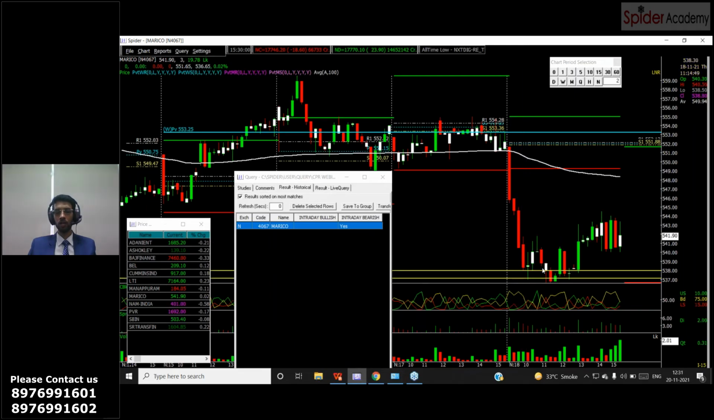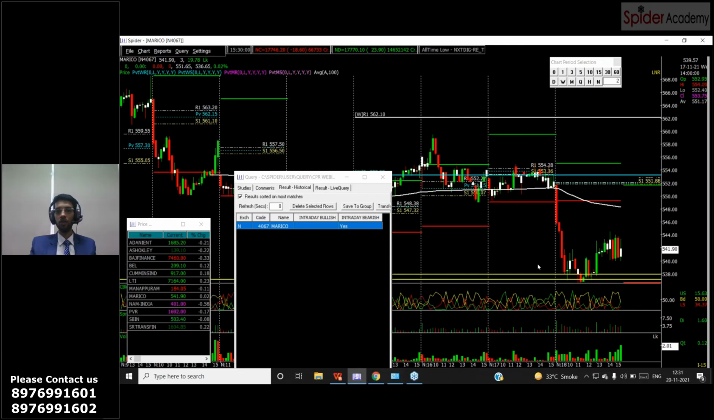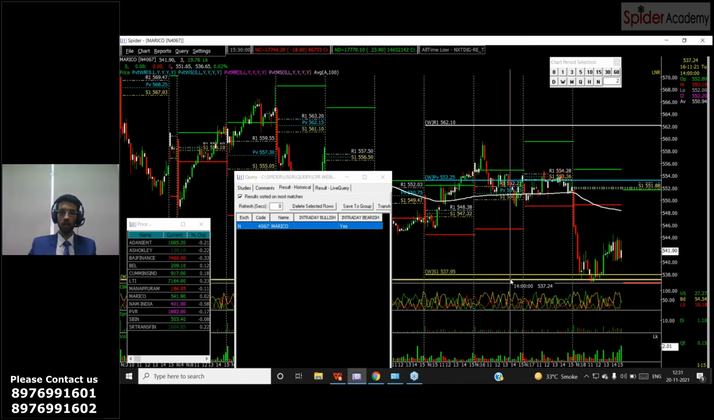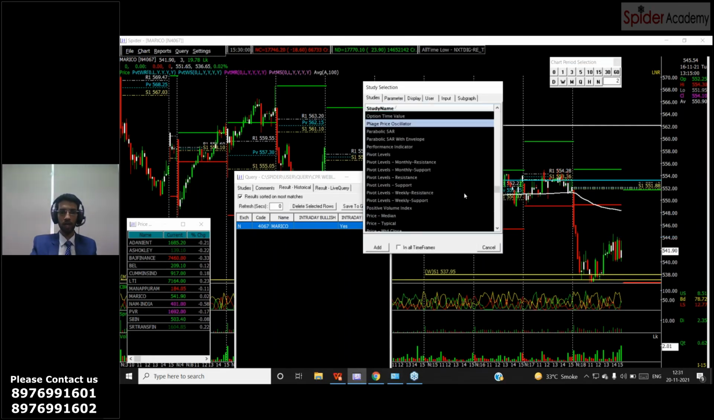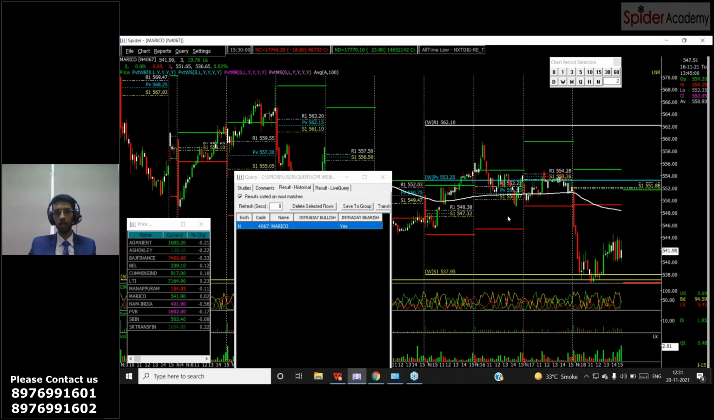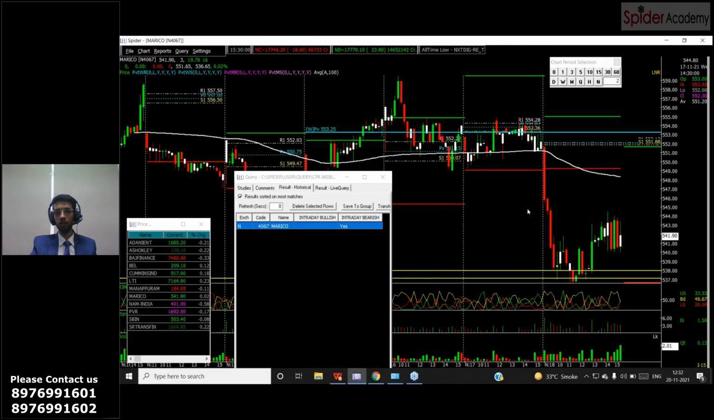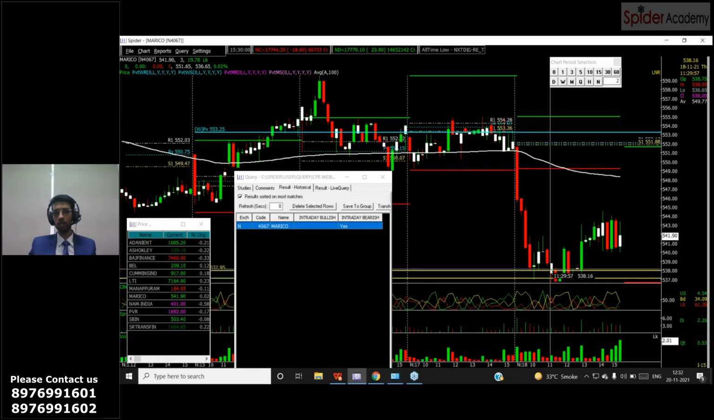So we can exit from here, and I also added weekly pivots. You can also add them by right clicking, going to add study, and pressing P, this is a pivot. You can see the pivot, monthly resistance, pivot level, monthly support, weekly resistance, and weekly support. I have already added both the monthly and weekly pivots, so that gives me a support or demand zone on a monthly and weekly basis. Here you can see clearly it's having both weekly and monthly support.